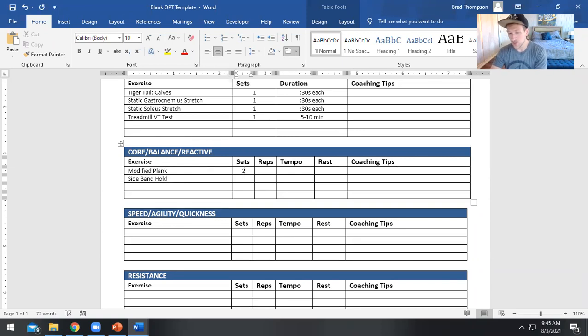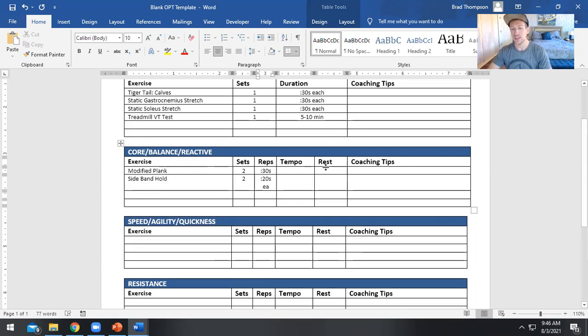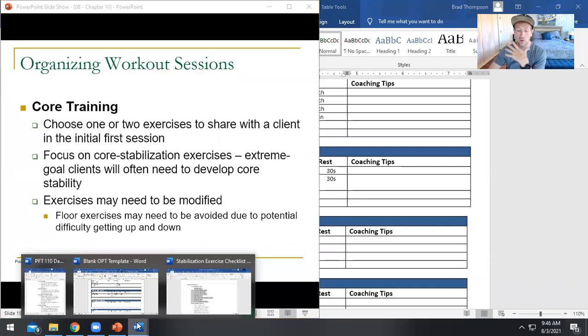So if we did 2 sets of each of those, and for reps, both of these are isometric. So if I said like 30 seconds for this one, and 20 seconds each for this one, right? Tempo, that means they're both isometric. And then let's say I do it with just 30 seconds of rest each time. We're going to be moving through this pretty quick. We're trekking, you know? So I set that up before I even get onto the gym floor.